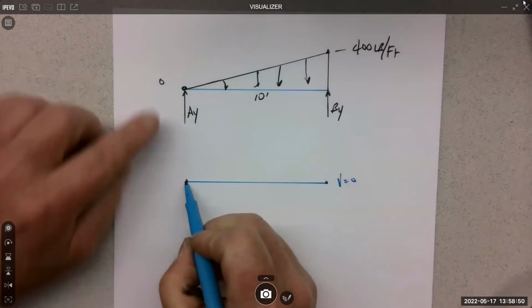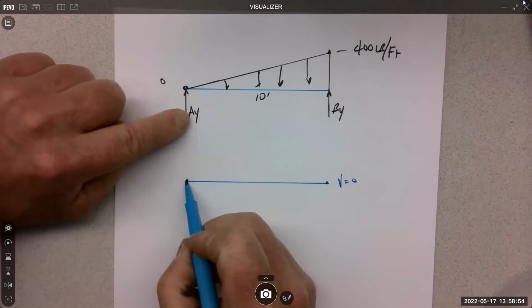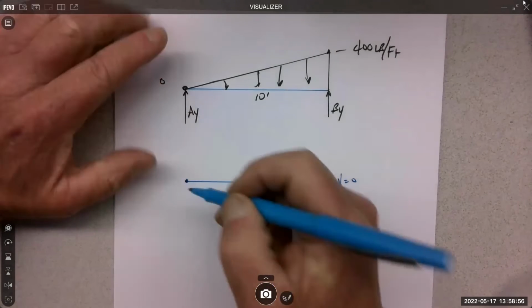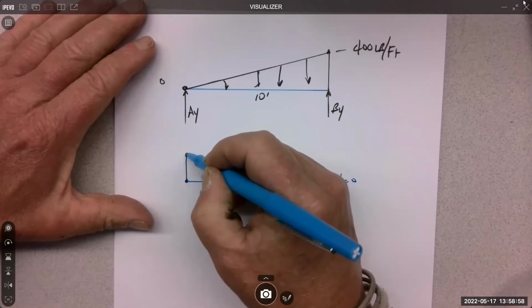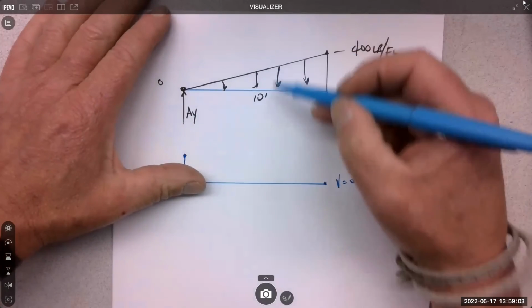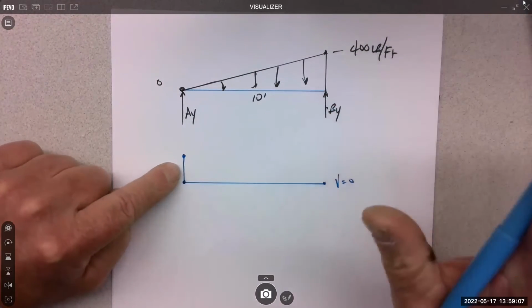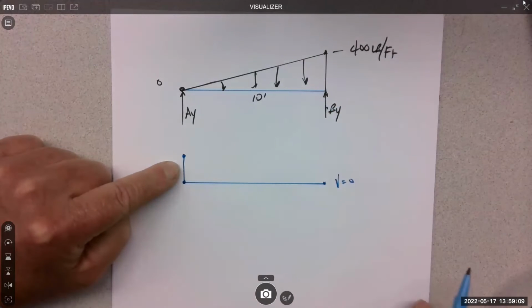So right here, it's 0. Actually, it comes up, whatever this is. So that's going to come up some, right? It's probably bigger here, I'm guessing. Looks like there's more downforce over here. So this is a bigger number than this. If I wanted to know exactly what's going on, I'd have to calculate, right?